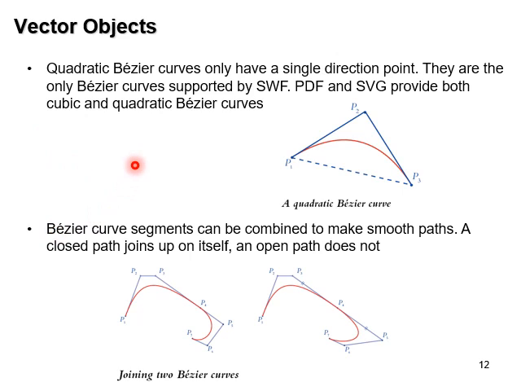Now, using Bezier curves, you can actually combine multiple of them to have a smooth path. So, for example, Bezier curve segments can be combined to make smooth paths. A closed path joins up on itself, and an open path does not. So here, as you can see, we are connecting a cubic Bezier curve to another cubic Bezier curve, and this is how they connect together. And here also we are joining 2 other Bezier curves. So you can actually make very complex shapes by connecting together these Bezier curves when done on the vector graphics platform. Okay.